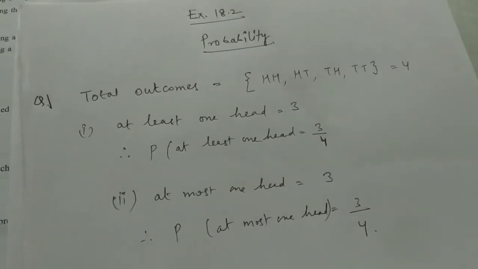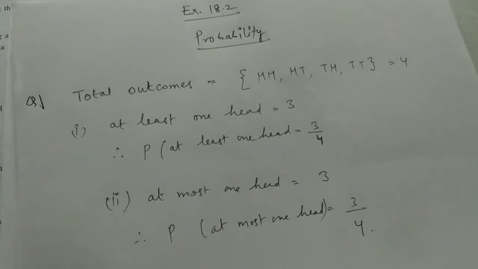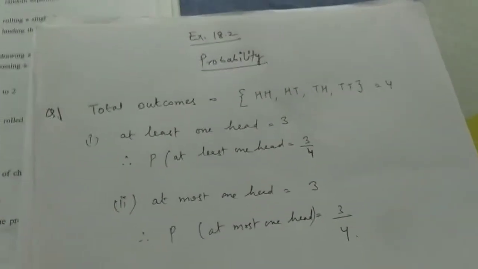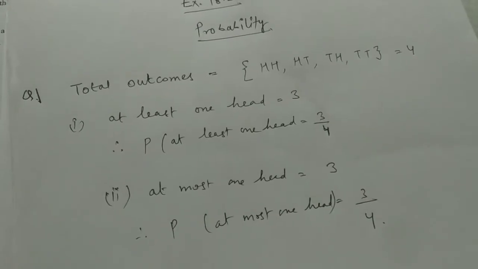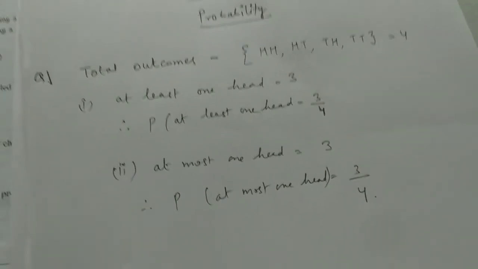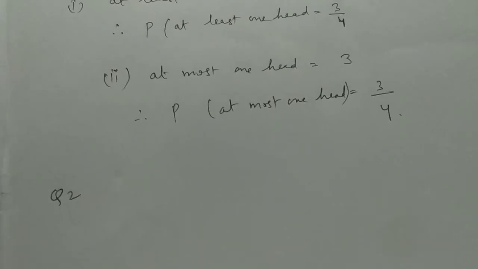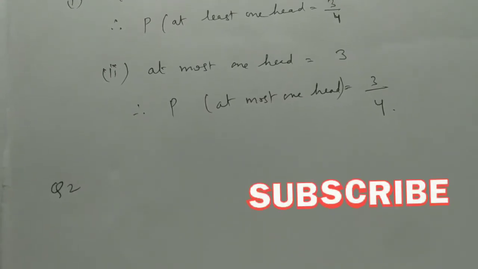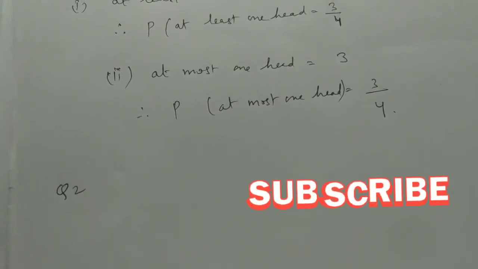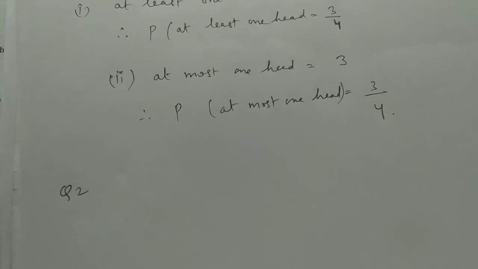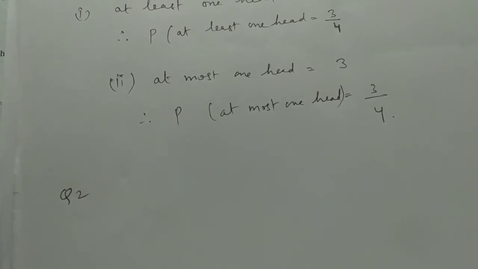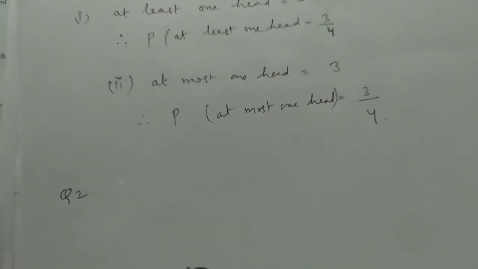Now come to question number 2. So question number 2 says, have a full glance of question number 1 first. So question number 2 says, when two dice are thrown, what is the probability of getting a prime number on both? And the second part, a sum of 10.